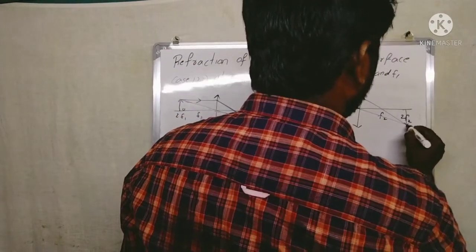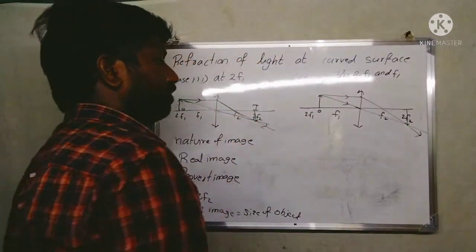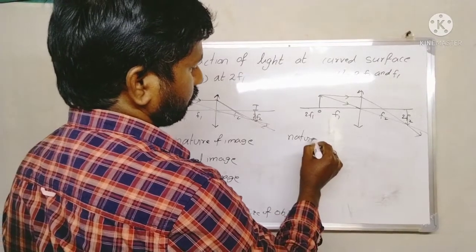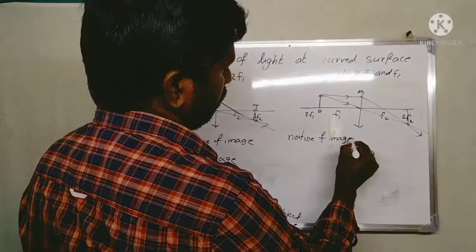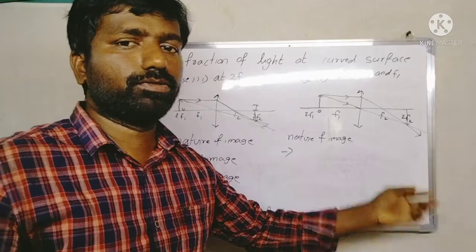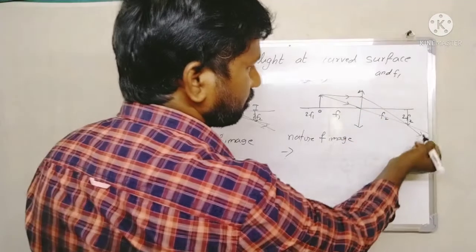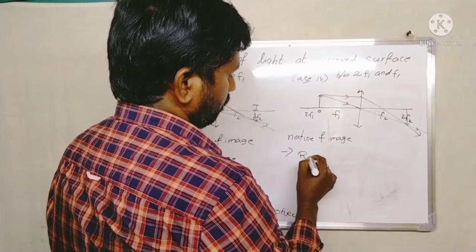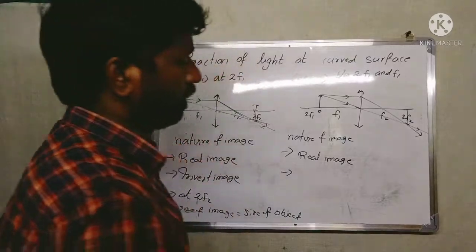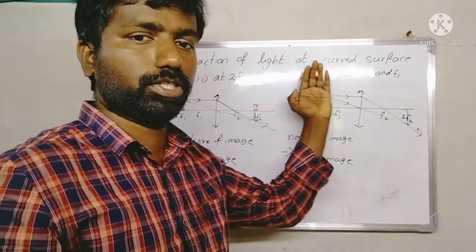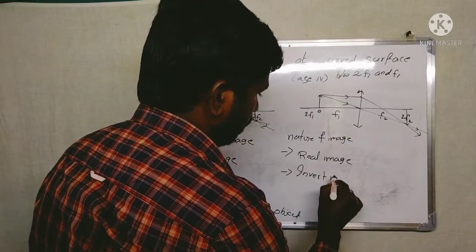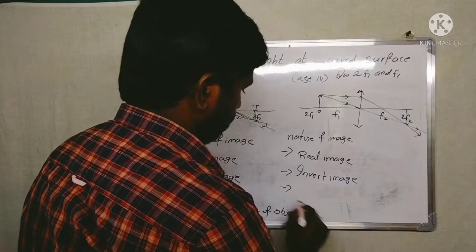So here we got the image. This is the position of the image. What is the nature of the image here? First one, that is a real image. Why? Because the refracted rays are directly meeting. Next one, an inverted image. Why? Because the object is above the principal axis and the image is below the principal axis. Simply, an inverted image.